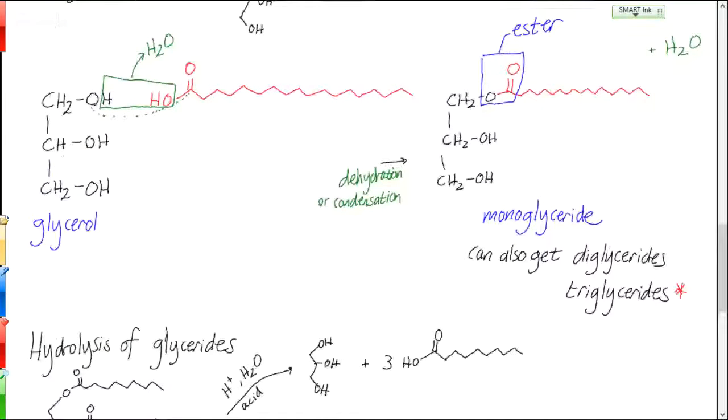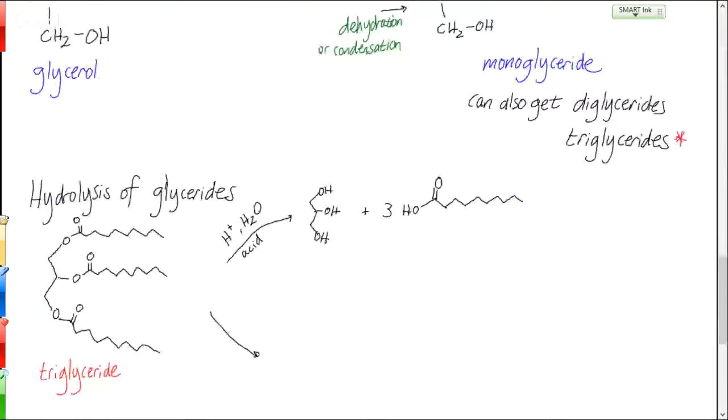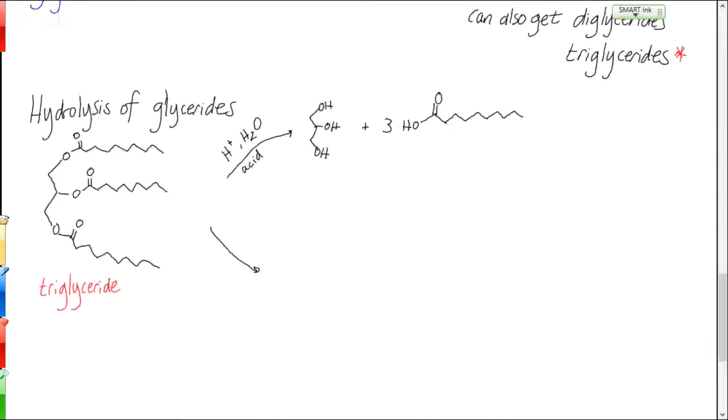Instead of combining them together to make the glyceride, we're taking the glyceride and breaking it apart to form the fatty acid and the glycerol. That's one way it can be done in acid. The other way it can be done is in base, and this is what we did last week. So we can take sodium hydroxide in water instead. So that's base.